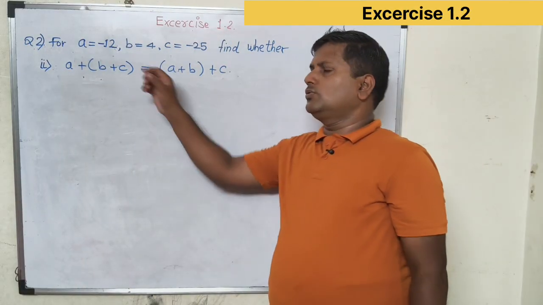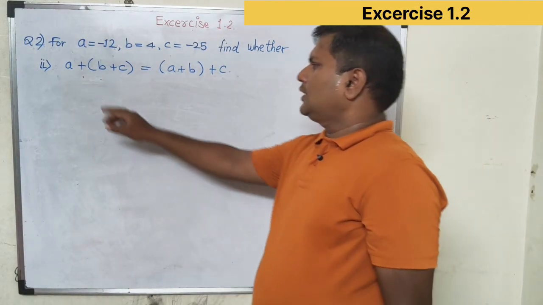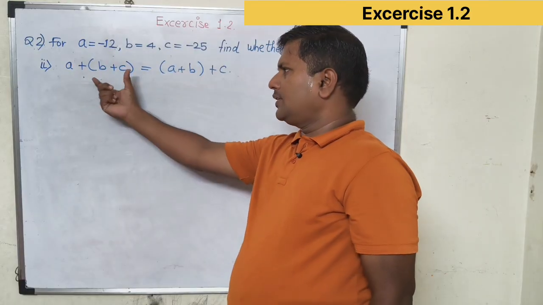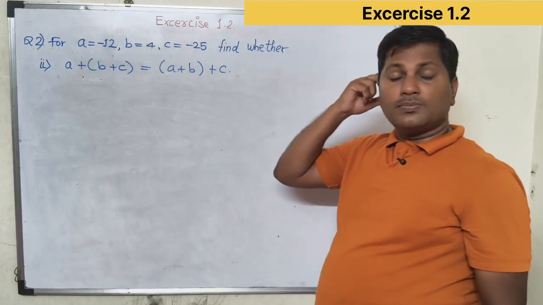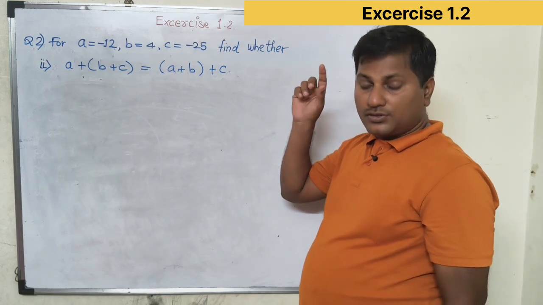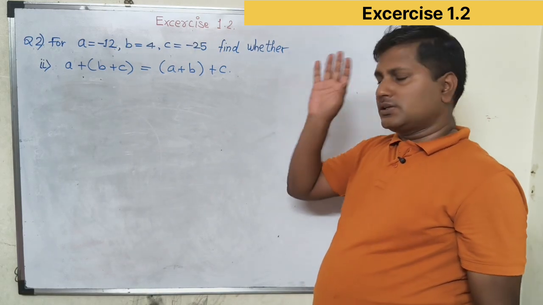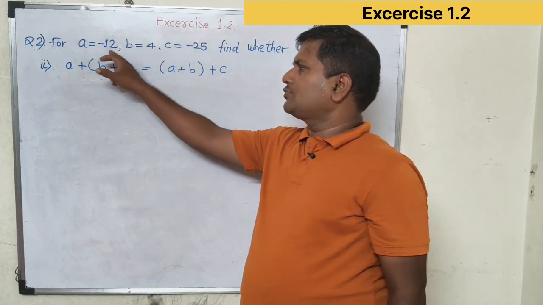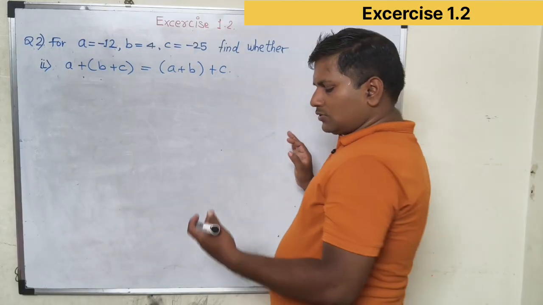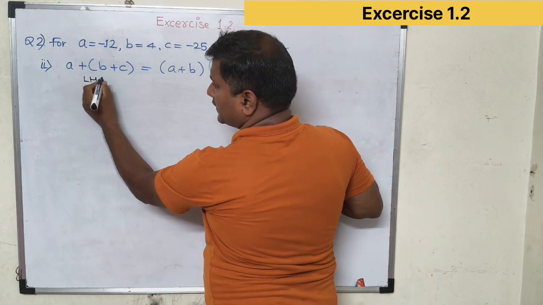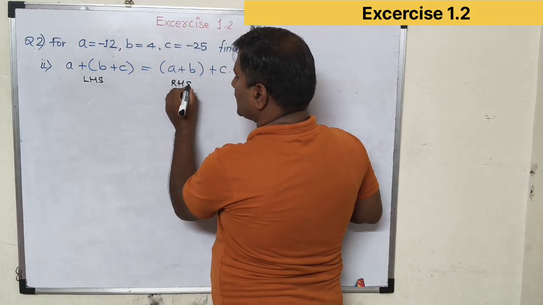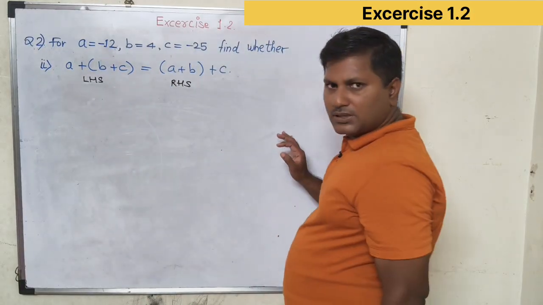Okay, question number 2, second part in this: (a plus b) plus c is equal to a plus (b plus c). So this property is the associative property. Whether it is satisfied or not, we have to show by using these values. Okay, तो इसमें क्या करेंगे हम शुरू में, let us consider this as the left hand side and this as the right hand side. और ये दोनों को हमको सेम बताना है.